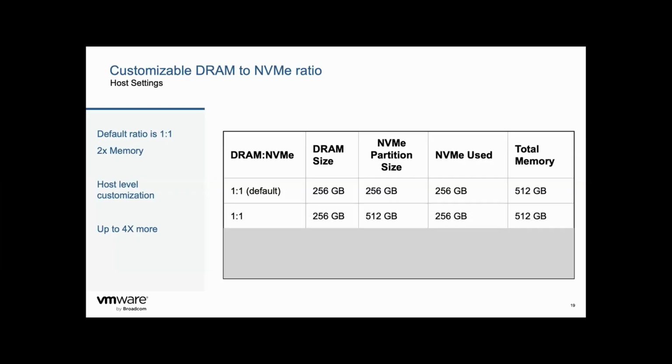Now, let's say you have the same example, but in this case, you decided to buy a bigger device, which is good in many cases. Number one, you can see here that even though we have a device that is twice as big, you're only using 256 gigs of memory, giving you the exact same total memory. Why is that? Well, because the ratio is still 1:1. So we go off the ratio and the DRAM size to give you how much we're going to use out of the NVMe drive.